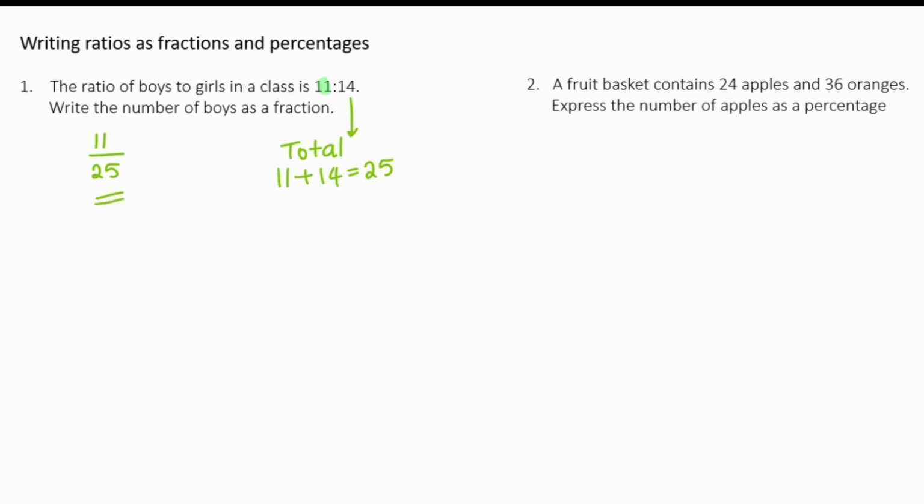Number 2. A fruit basket contains 24 apples and 36 oranges. Express the number of apples as a percentage. So in order to do that, we are first going to write the total, which will be 24 plus 36. That gives us 60. We know that there are 24 apples in the basket, so we are going to write 24 over the total fruits, which is 60. And we can simplify this fraction by dividing both the numerator and denominator by 12.